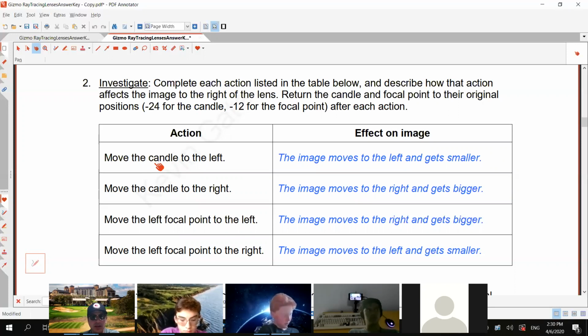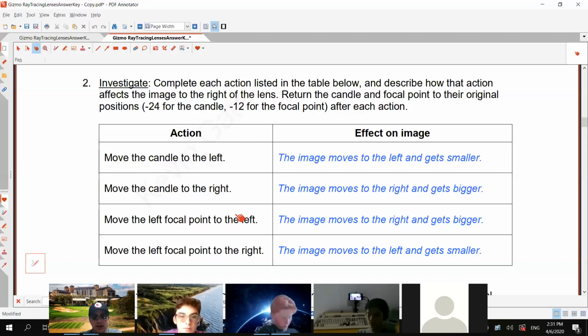So as we move the candle further away from the magnifying glass with a focal point of 12, the image gets smaller and it moves to the left. Then when asked what happens when you move to the right, the image moves to the right and it gets bigger. So as you get closer to the focal point and closer to the magnifying lens, the image will get bigger.